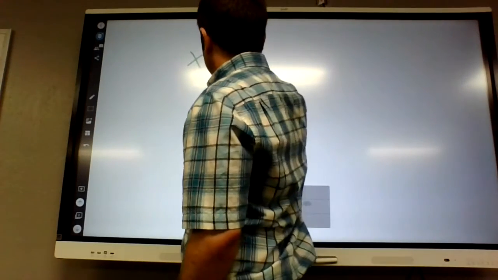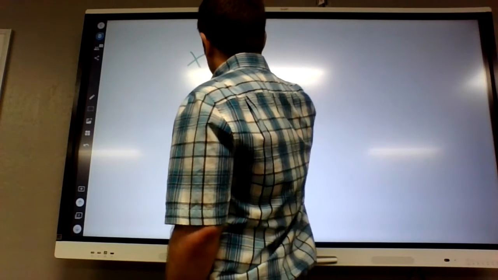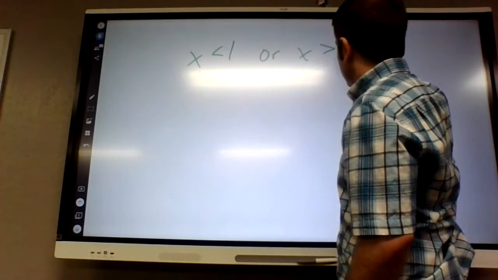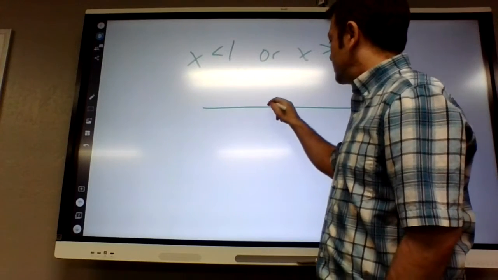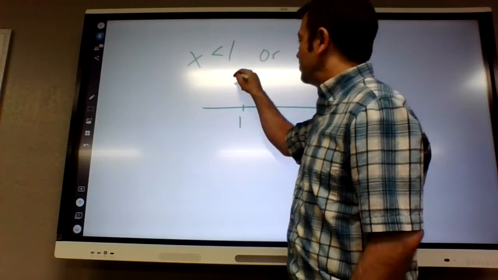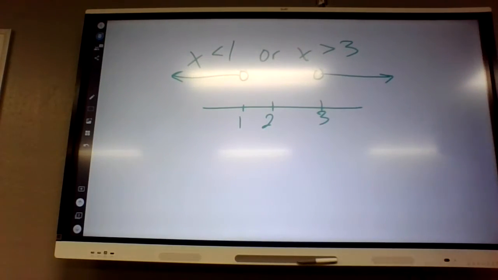I'm going to stick with the 1 and 3. Let's do x is less than 1 or x is greater than 3. This one's probably going to confuse you because we just did all the ands. So x is less than 1 looks like that. x is greater than 3 looks like that. Because it's an or, they don't have to have anything in common. If the numbers are covered by either of them, it's okay.